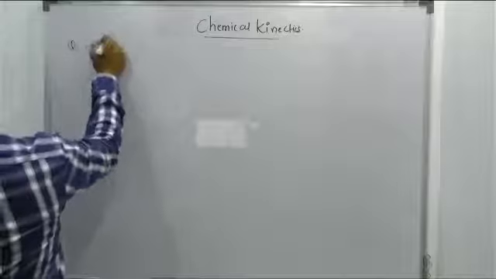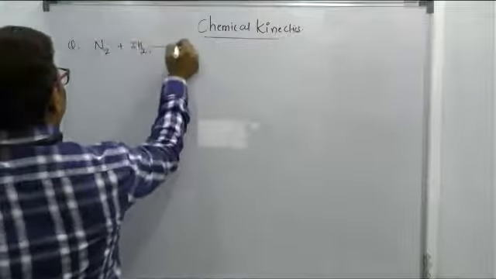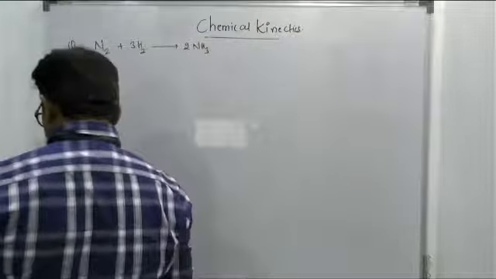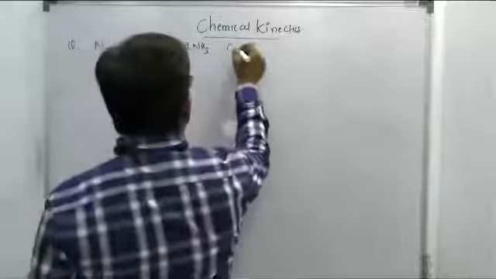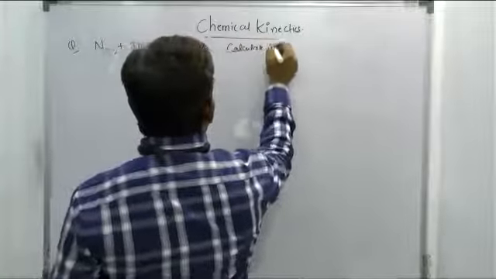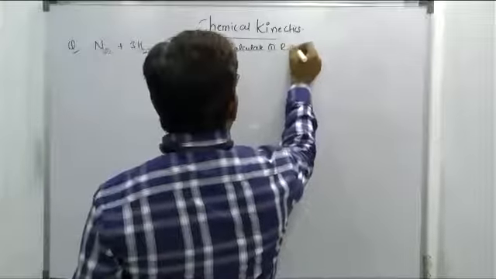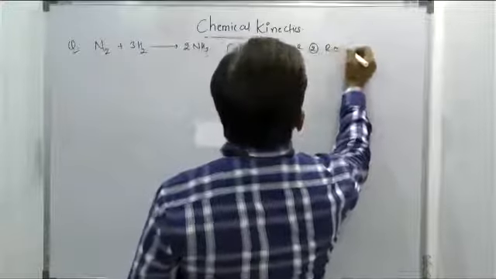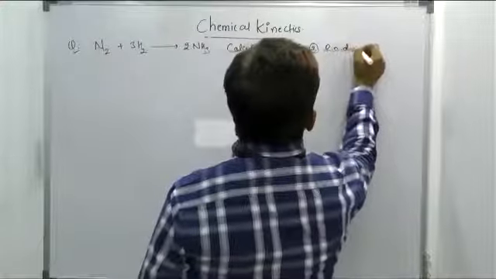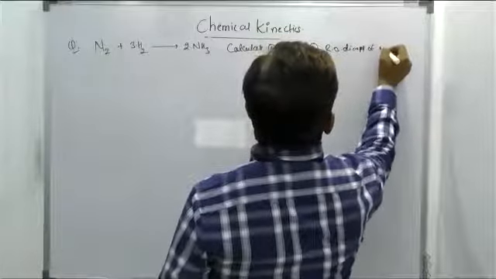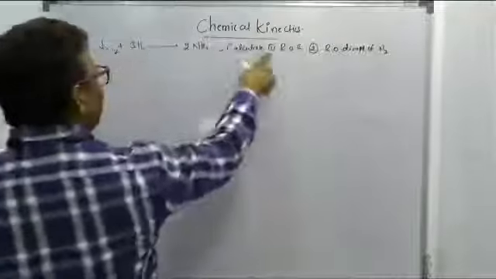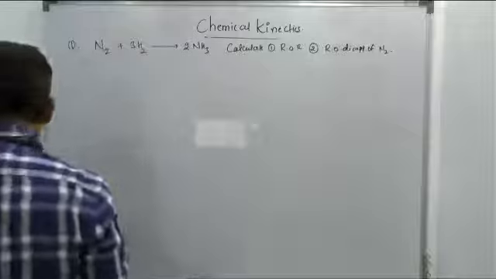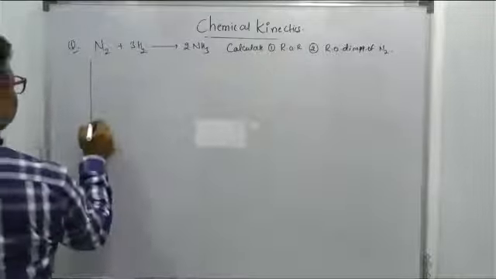A question is given here: a nitrogen molecule combining with hydrogen molecules gives 2 moles of ammonia. They are asking us to calculate the rate of reaction, the rate of disappearance of N2, and the ROR of the reaction. In this case, they have given the graph for us. This is the graphical representation mentioned here.